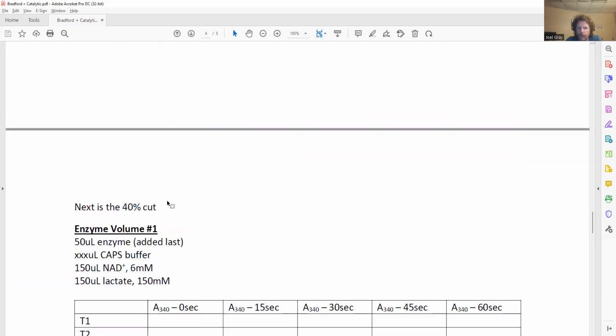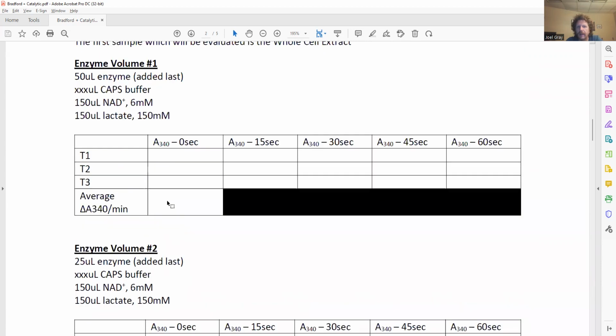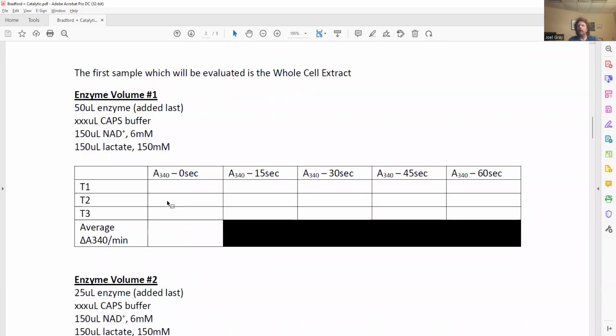What we are going to be doing with each one of these samples is testing for whether or not they have any enzyme activity, because we want to know, where is our enzyme? We're trying to purify lactate dehydrogenase. Which sample do we need to look at? Do we need to start with our whole cell extract and move forward with that? Or do we need to abandon that and say, as it turns out, the highest concentration of our enzyme is in the 15,000 RPM sample?